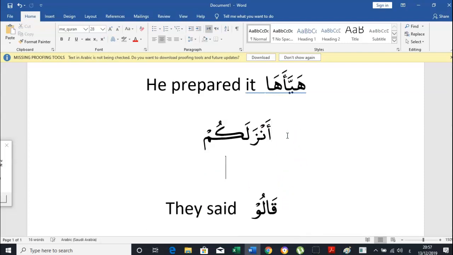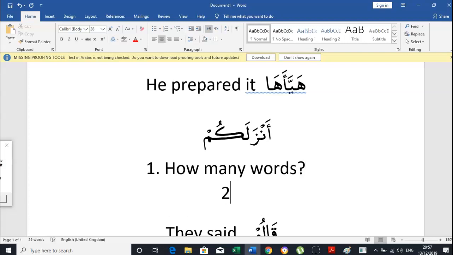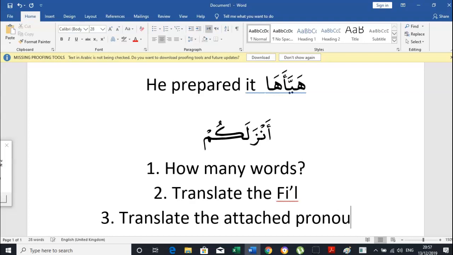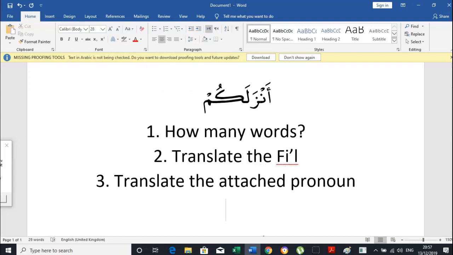So what do you do? First thing is, how many words do you see? Second, translate the fi'l. Step 3, translate the attached pronoun. Okay, use this process.